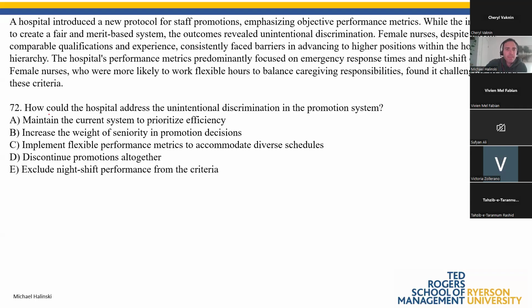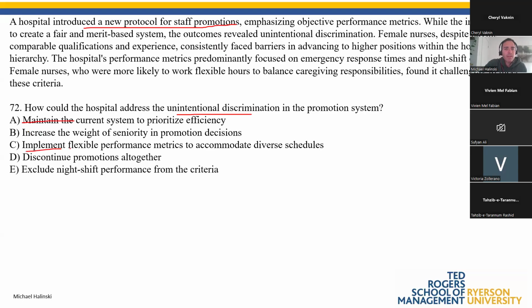How could the hospital address the unintentional discrimination in the promotion system? Maintain current system to prioritize efficiency. Well, if you maintain the current system, then you're not going to do anything to actually address the initial promotions issue. So no. Increase the weight of seniority in promotion decisions. Well, is that going to really address the systemic issue?